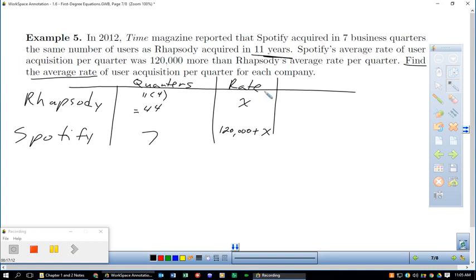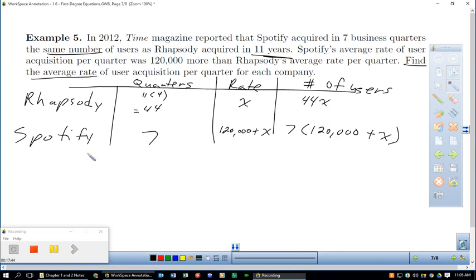And then the last thing we care about is actually the number of users, because they tell us when they are the same number of users. So the number of users, in this case, is going to be 44x, because it's 44 quarters at X per quarter. And then Spotify is 7 times (120,000 plus X), because it's 7 quarters at this rate.